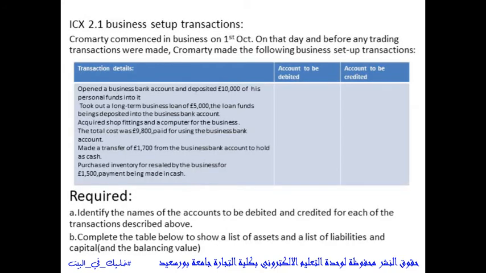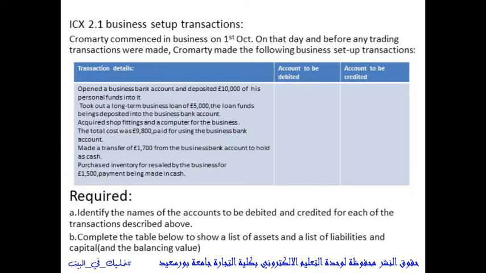Example 2.1. Business setup transactions. Crimity commenced in a business on 1 October. On that day and before any trading transactions were made, Crimity made the following business setup transactions. Transaction details. Opened a business bank account and deposited 10,000 sterling pounds of his personal funds into it. Took out a long-term business loan of 5,000 sterling pounds, the loan funds being deposited into the business bank account.